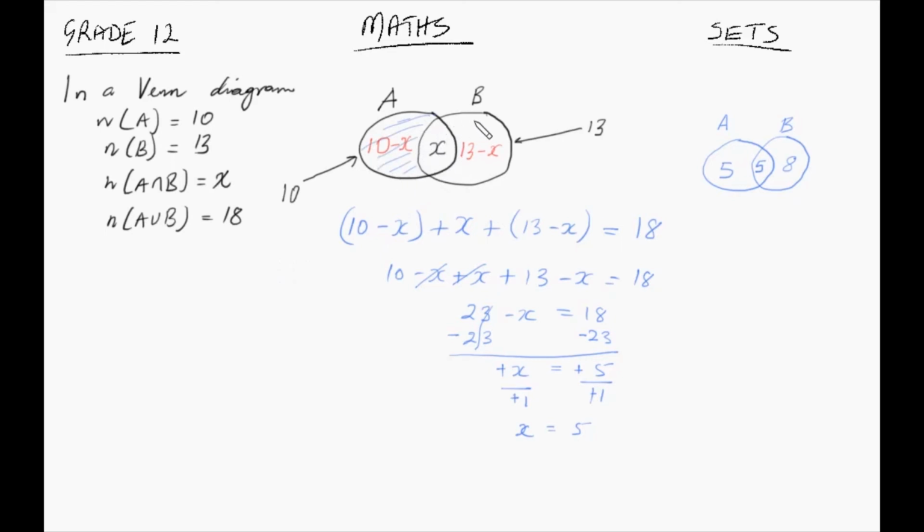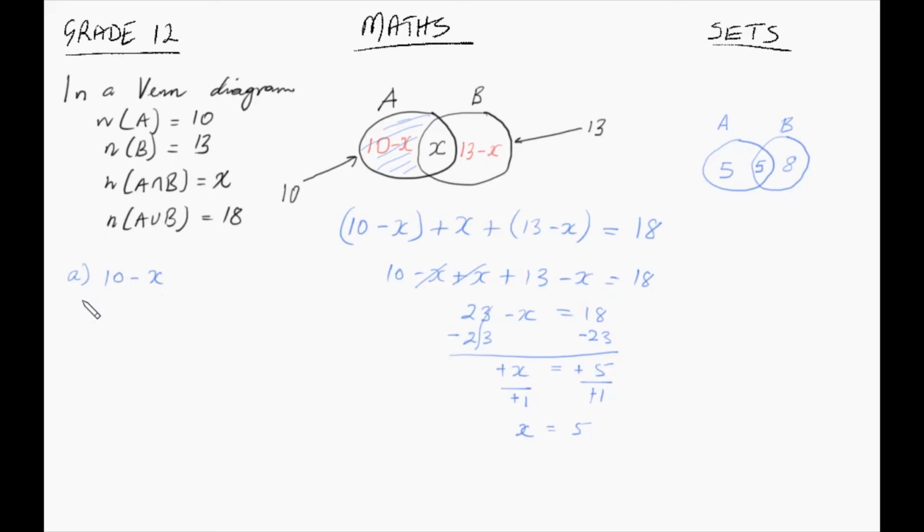So since set B starts from here, we should not include anything that is in B. That means it's this region. So if you are asked to write in terms of X the number of elements in A but not in B, that means you would have said that is 10 minus X. That would be the number of elements in terms of X.